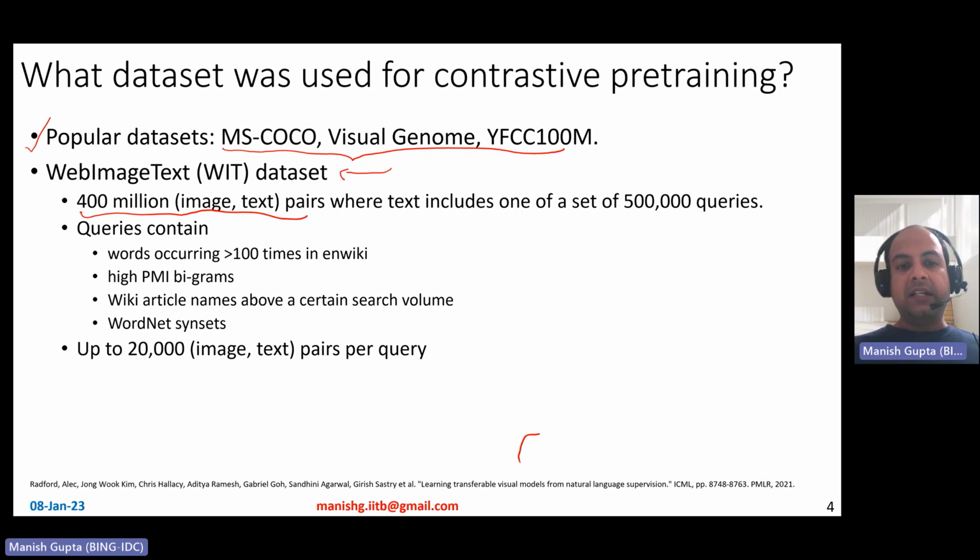These queries contain words occurring at least 100 times in English Wikipedia, or they are bigrams with high pointwise mutual information, or they are Wikipedia article names above a certain search volume threshold, right? If WordNet synsets don't occur in this set already, then these are also included. So as to make sure that the data is pretty balanced across all queries, they limited the maximum number of image text pairs per query to 20,000.